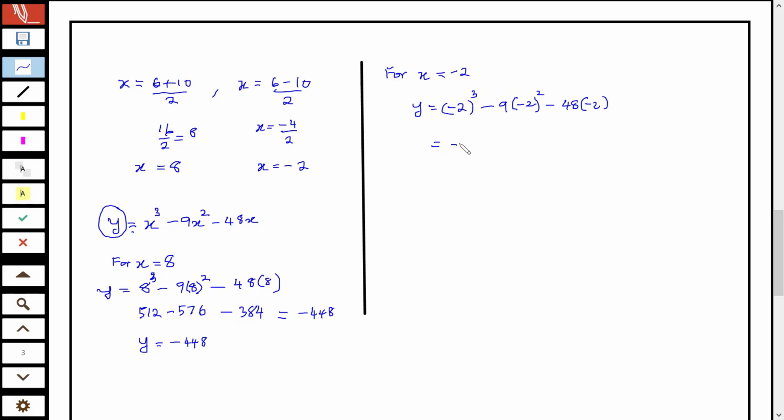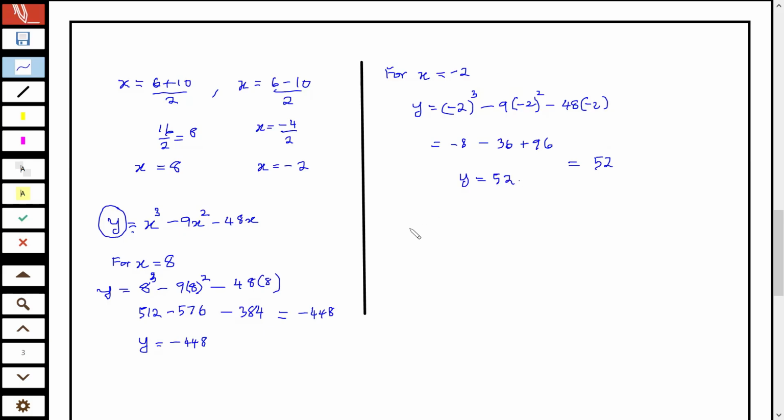So to further simplify this, negative 2 to the power of 3 is equal to negative 8, minus, now negative 2 squared gives us a positive 4 times negative 9 is negative 36. And then negative 48 times negative 2 gives us a positive 96. Now, negative 8 minus 36 plus 96 gives us 52. So the value of y in this case is 52.